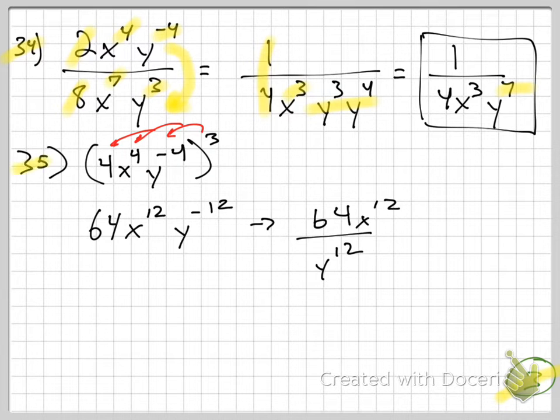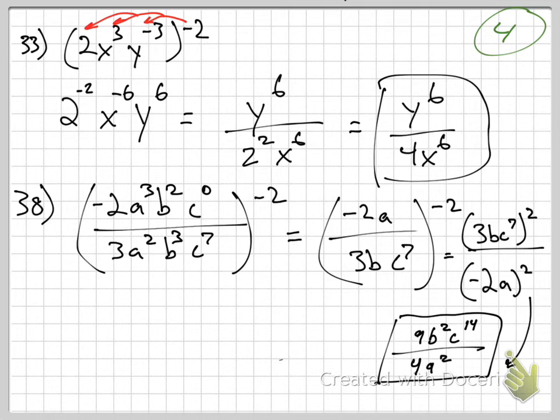Now number 35, we have a power rule here, right? So this 3 gets distributed to all parts. 4 to the 3rd is 64. X to the 4th to the 3rd is 4 times 3 is 12. Y to the negative 4th, 3 times negative 4 is negative 12. And then that negative 12 comes to the bottom.